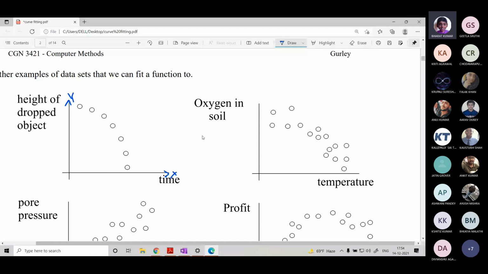So you will obtain the data from a real life scenario and then try to find out a relationship. Here, if you increase the temperature of the soil, oxygen will be released from that soil. So it will decrease. So what kind of relationship is there?